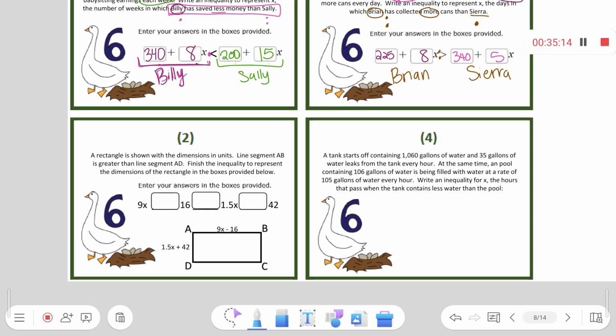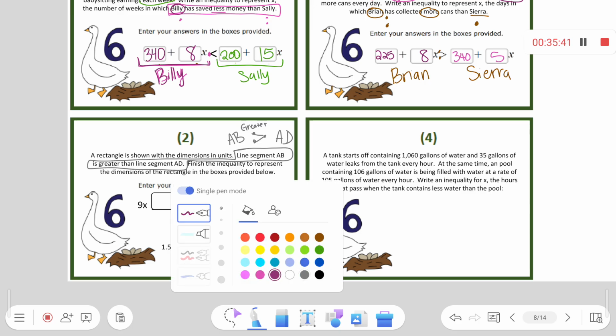And then number 2, a rectangle shown with the dimensions in units. Line segment AB is greater than line segment AD. This tells me about the inequality right here. AB is greater than AD, which means AB has to get the open side of the inequality and AD gets the pointy side of the inequality. So the symbol should look like that.